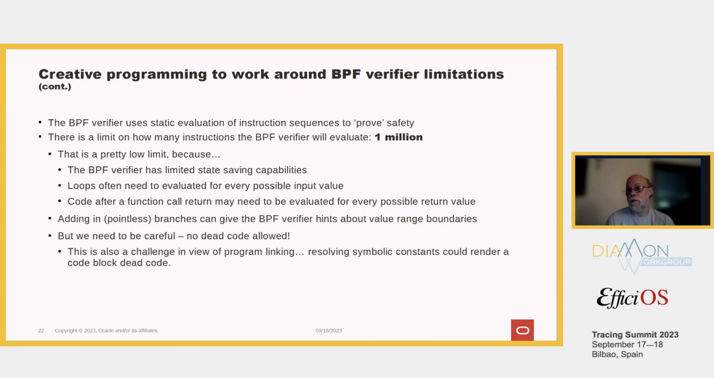And another issue that we found was with function calls, that if there is a return value, the verifier sometimes may have to evaluate all further code based on any possible return value. Again, it's a value range issue there. So we started adding in essentially pointless branches, branches that will never amount to anything, but they give the verifier a hint about the value range. So we're essentially just telling the verifier to jump to the exit label of our program if a certain value is out of range, and we just know the value will never be out of range, but the verifier doesn't know it, and this will help it have this information.